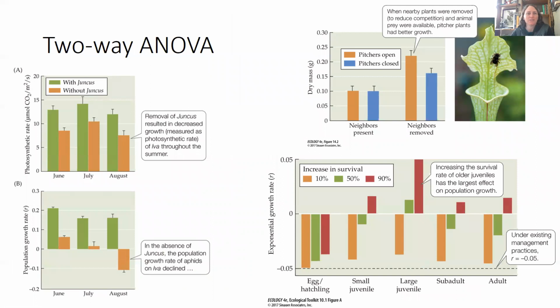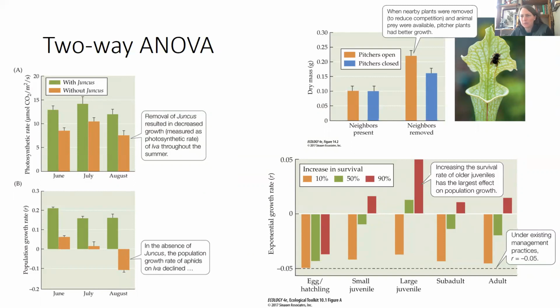How about two-way ANOVAs? Look at all these two-way ANOVAs. So we've got photosynthetic rate in different months with and without Juncus. So you have month as an X variable, and you have Juncus presence or absence as an X variable. And you can see the bottom figure there, B, showing a strong interaction. In the absence of Juncus, the population growth rate of aphids on Iva declined, right? We've got canopy open, canopy closed, neighbors present, neighbors removed. We've got, again, two X variables.